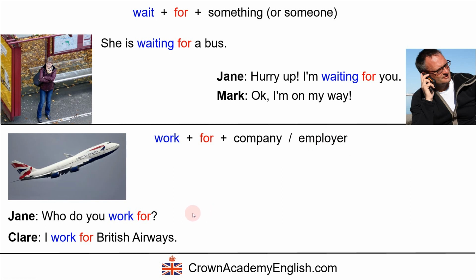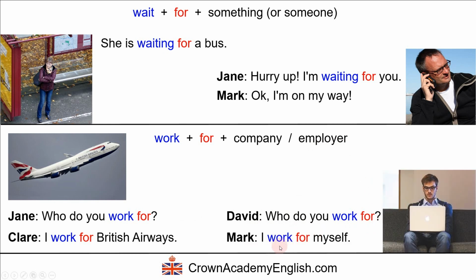But what if someone is not an employee? What if someone does not work for a company? Well, here is another example. David asks, who do you work for? And Mark replies, I work for myself. So this means that Mark has his own company. Mark is self-employed. So this means that Mark has started his own company. He's the boss. He works for himself.